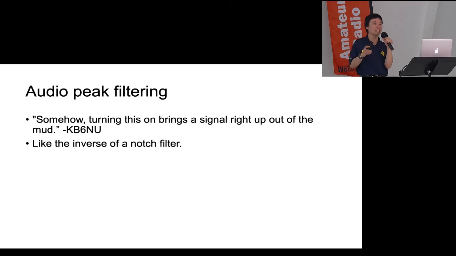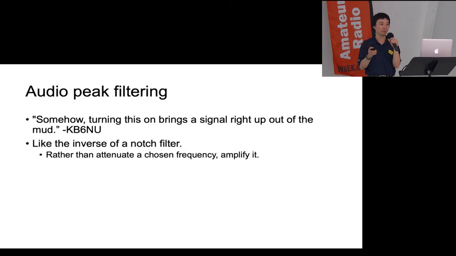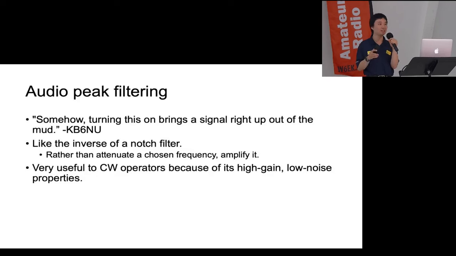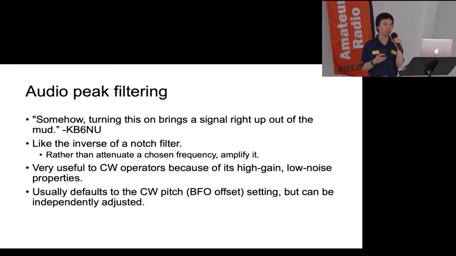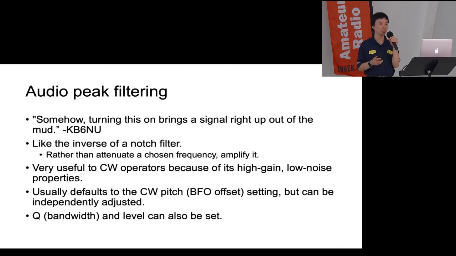It's essentially the inverse of a notch filter. Remember, the notch filter attenuates a chosen frequency. But rather than attenuate that frequency, we amplify it. And why is this useful for CW operators? Because it's a very high gain, low noise filter. It usually defaults to the CW pitch, essentially your BFO, beat frequency oscillator offset setting, but it can also be independently adjusted.